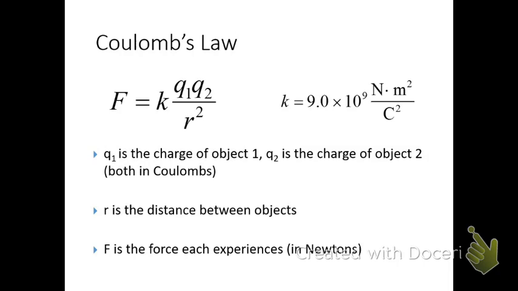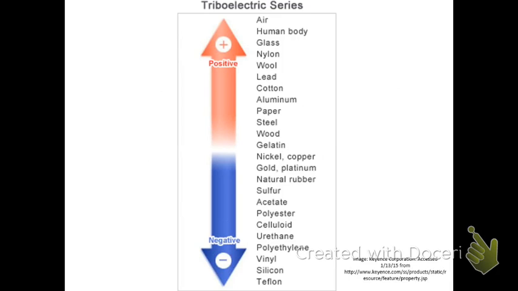If you've got multiple charges and you want to find the net force on, let's say, one of them, break it down one at a time. Find the force due to object 1, due to 2, due to 3, and then use vector addition to find the net overall force.